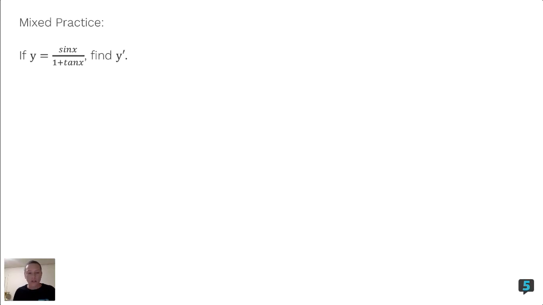Okay, Dylan's saying quotient. Anybody else want to chime in? I'm totally in agreement with you, Dylan. We have two functions being divided here, so we need to make sure that we go ahead and use the quotient rule. Okay, now remember, regardless of whether we use product rule or quotient rule, we can still set it up the same way initially. We're going to have sine x and 1 plus tangent x.